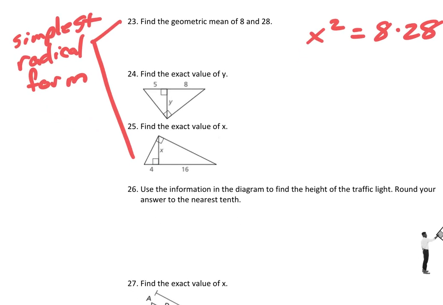Okay, on this one here. If you're trying to find or use the altitude, it's always going to be the altitude squared equals the two pieces that it separates, 5 and 8. So altitude squared, y squared equals 5 times 8. And then you'll have to simplify the radical. Okay. 25 would be the same way.